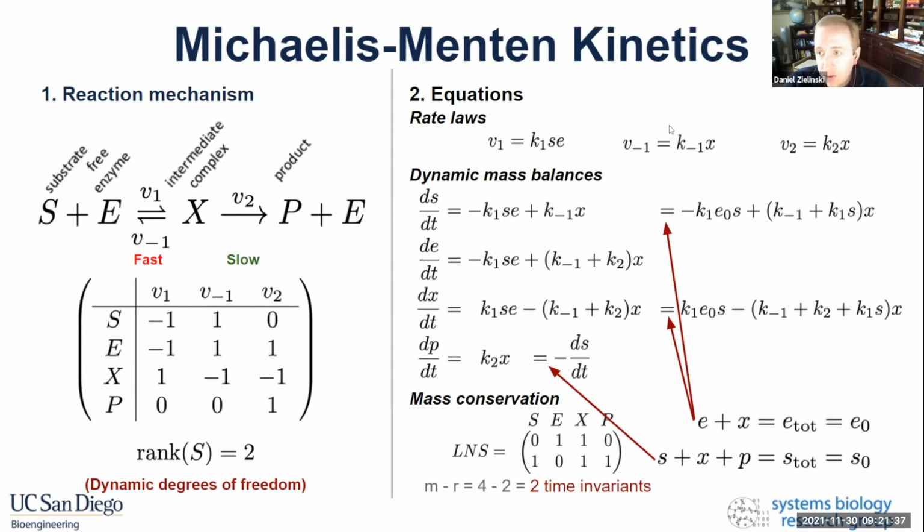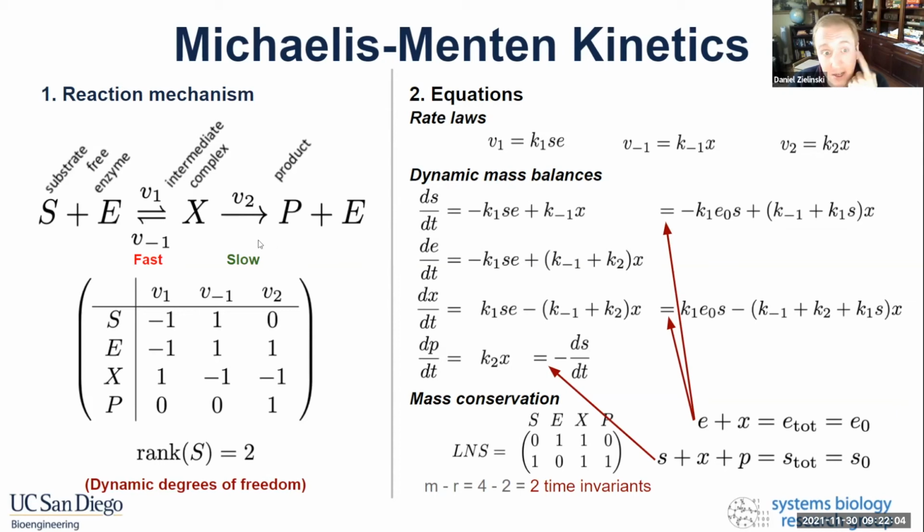And we can define individual rates for these different steps. So our V1 here is K1 times S times E, which is just the mass action on this side. V minus 1 is K minus 1 times X, so mass action on this side going that way. And V2 is K2 times X, so mass action going this way. And there's no V minus 2 because it's considered irreversible.